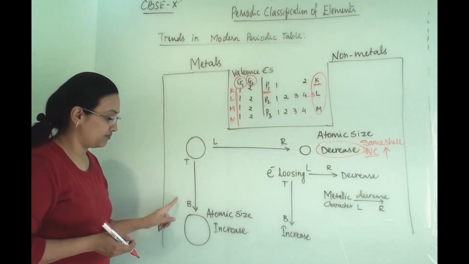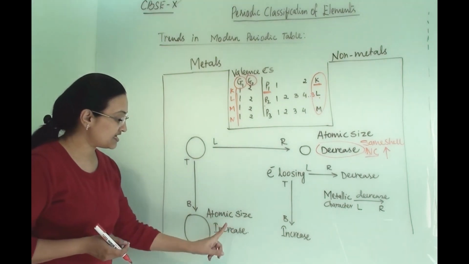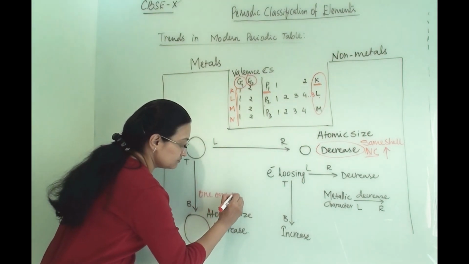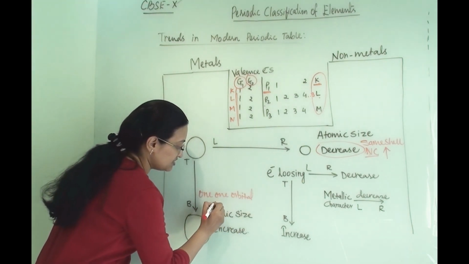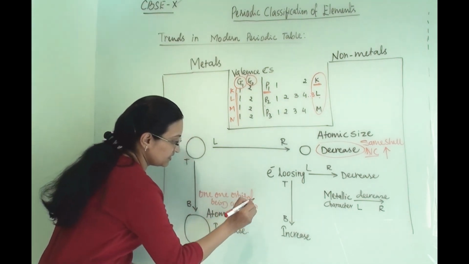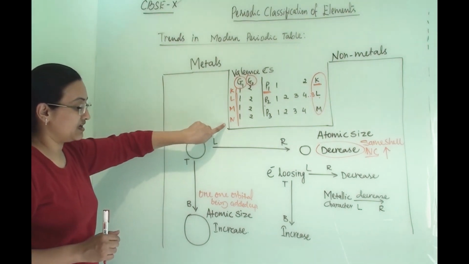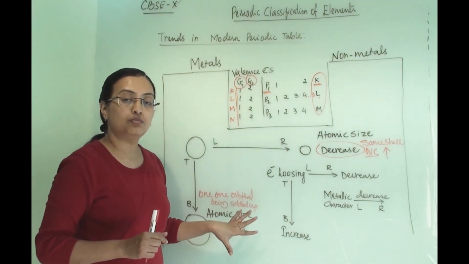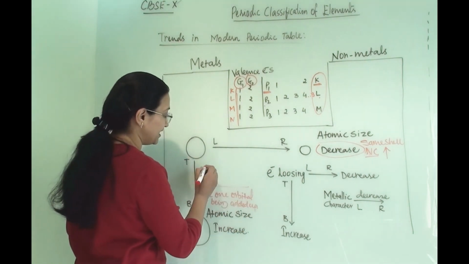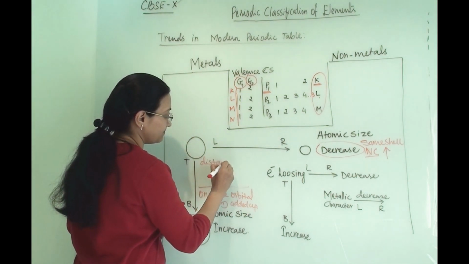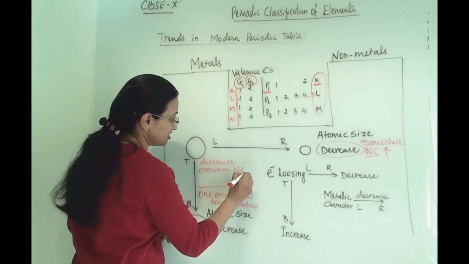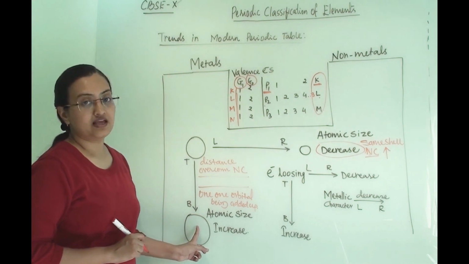Whereas from top to bottom or across the group, atomic size will increase, because 1 orbital is being added up. So from here K, L, M and N. Here also nuclear charge will work, but the distance will overcome the nuclear charge. That is an important point, and we have to mention that the distance will overcome the nuclear charge, and that's why the atomic size will increase.